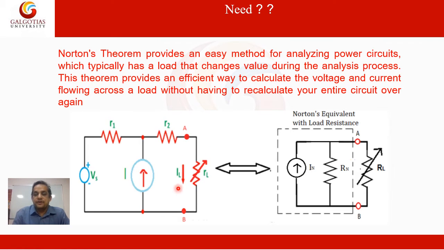If we solve KVL or KCL for a particular value of RL, we write an equation. Now again the value of RL changes. Now again rewrite the equation of KVL, KCL. So if they change the value, then again write the equation. So it is a lengthy process. Now on the other hand, we use Norton theorem.